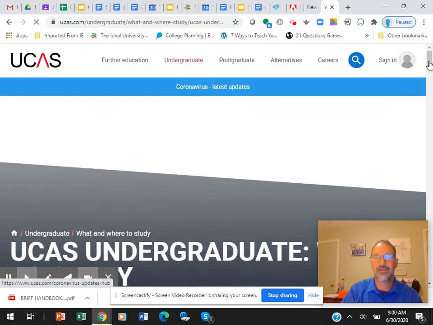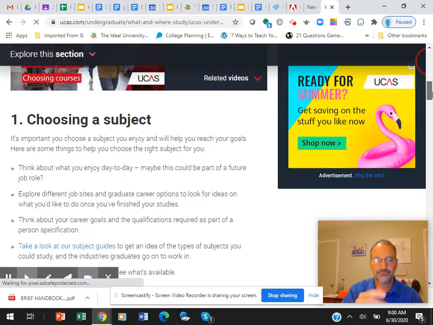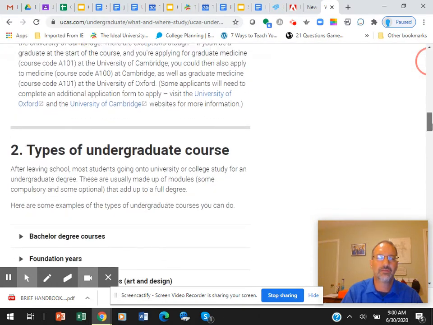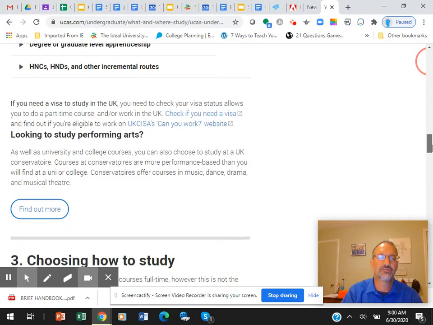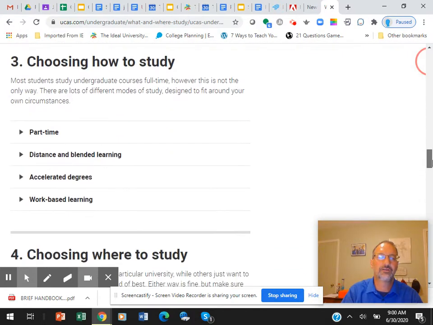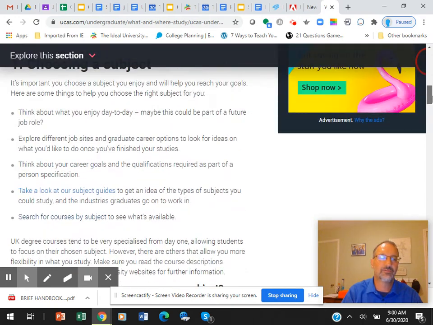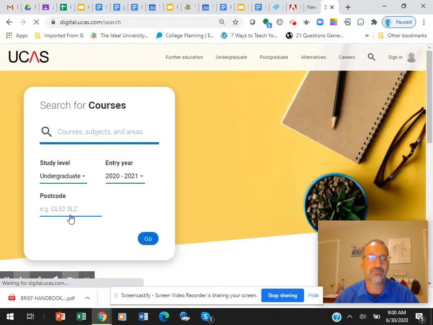Well, I'm actually fast tracking this for you a little bit. And this is nice too. This is brand new. So they go through the steps, choosing a subject, types of undergraduate courses. Okay, you mainly want to focus on bachelor degrees, choosing how to study, choosing where to study. So they go through a few steps. You want to search for courses by subject. And this is where the robust UCAS system comes into play.